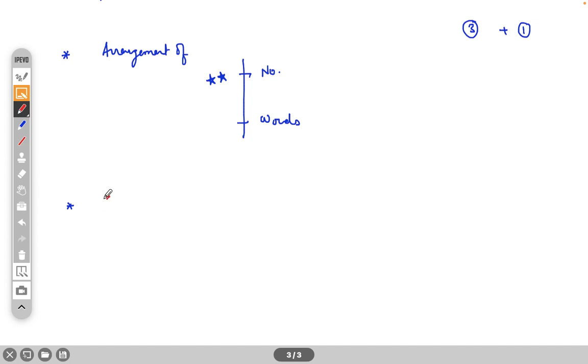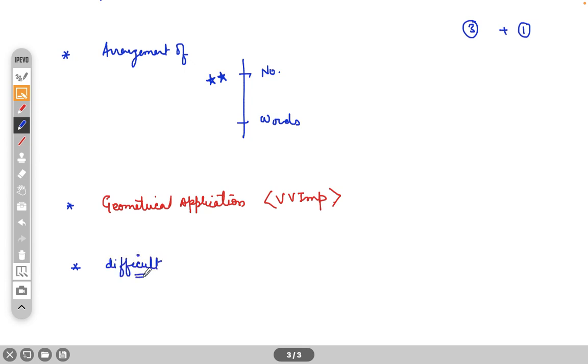Second, geometrical application. Very, very important. Third, difficult question. One difficult question will come from this chapter.